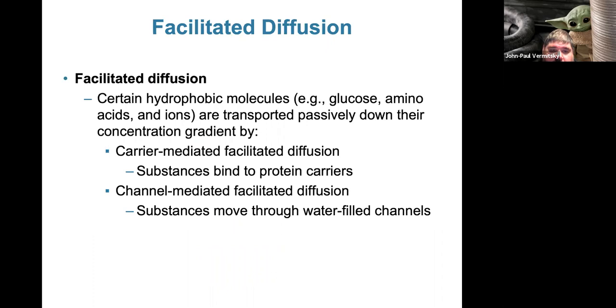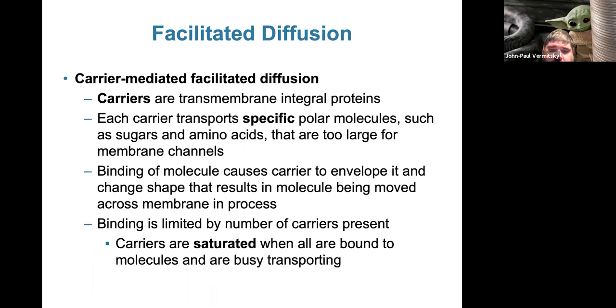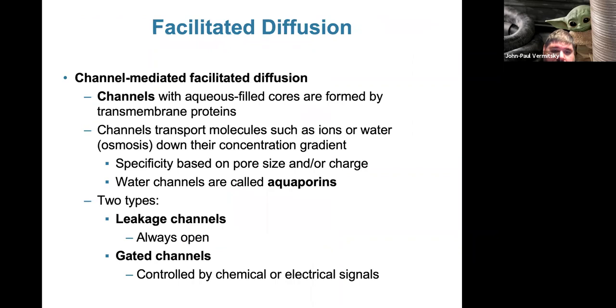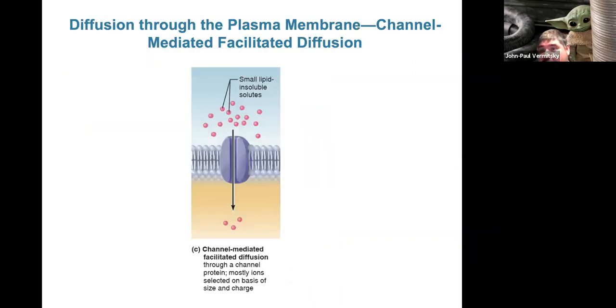Facilitated diffusion: certain molecules such as glucose, amino acids, and ions are transported passively down their concentration gradient by carrier-mediated facilitated diffusion or channel-mediated facilitated diffusion. Essentially it operates the same way. You're going from higher concentration to lower concentration, but in this case, you're using proteins to do that. It could either be a carrier, or just a channel, which is sort of just like an open tube.